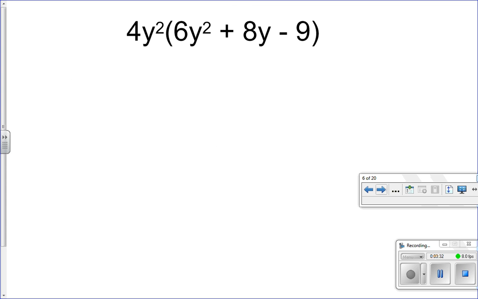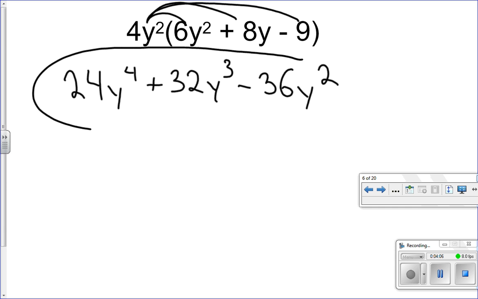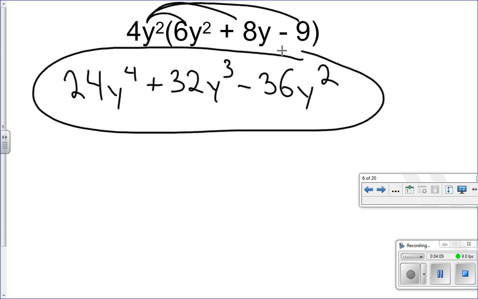Try this one. So we distribute the 4y squared to all three terms, and I get 24y to the fourth plus 32y cubed, and then 4 times negative 9 is negative 36y squared. Okay.